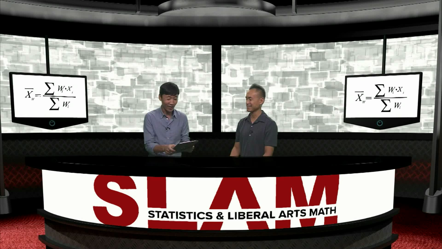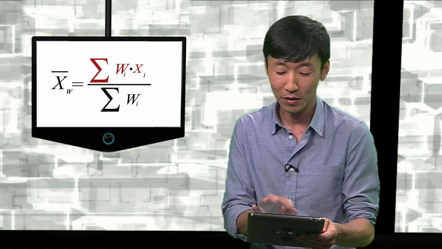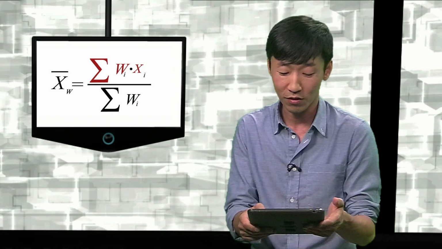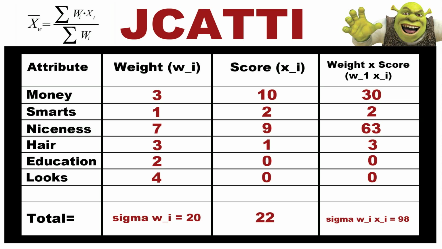All right, so according to our formula, on top of the fraction, we're supposed to multiply weight and the score. So first category was money. I gave 3 as weight, and then score I gave 10 because Shrek has a lot of money. So 3 times 10 will give you 30. And the next is 1 times 2, which gives you 2. And then the next category, I get 7. The score is 9, so 7 times 9 is 63. That's a lot of points. And then 3 times 1 gives you 3. 2 times 0 gives you 0. 4 times 0 will give you 0.